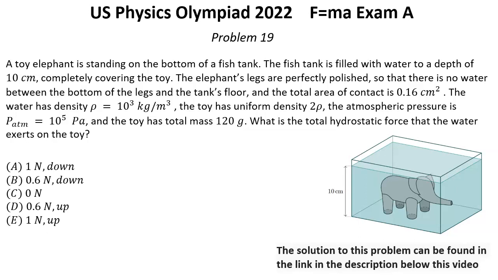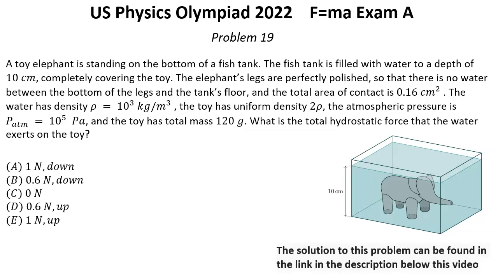The water has density ρ equal to 1000 kilograms per cubic meter. The toy has uniform density 2ρ. The atmospheric pressure is 10^5 Pascal, and the toy has a total mass of 120 grams. What is the total hydrostatic force that the water exerts on the toy?